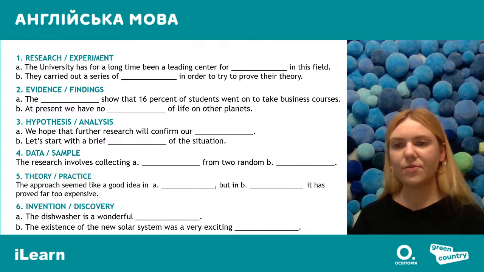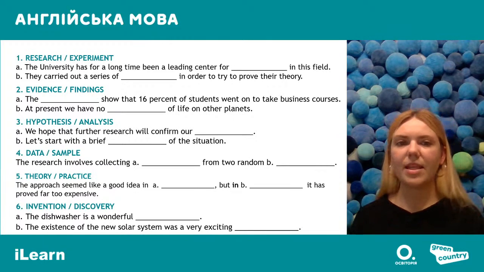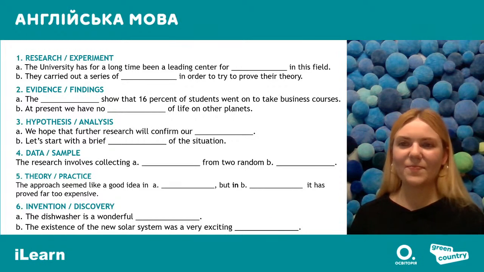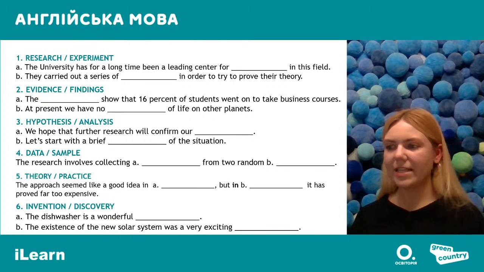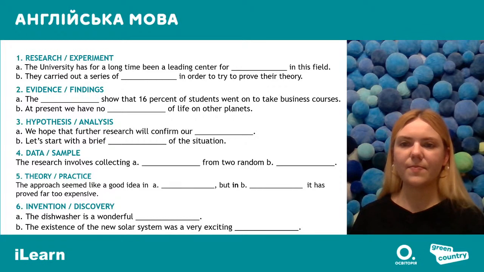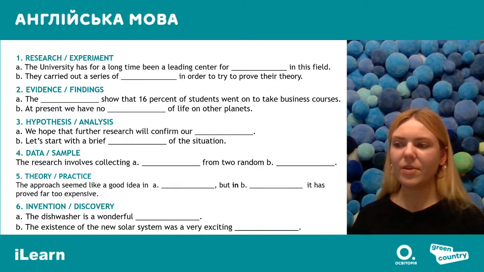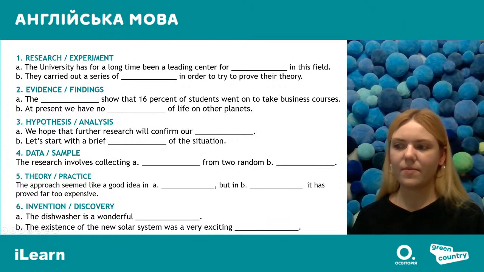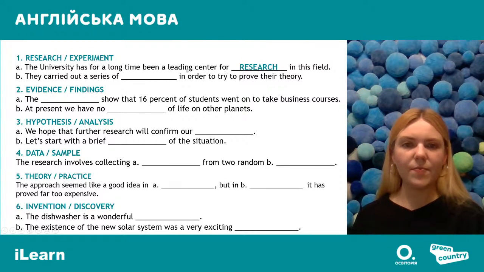So in number 1, we have two words, research and experiment. Research, дослідження, experiment, that is clear, experiment. So what is better to use in A, research or experiment? And what we can use in B? And in A, we will use research. дослідження. So the Center for Research in this field, Центр досліджень.